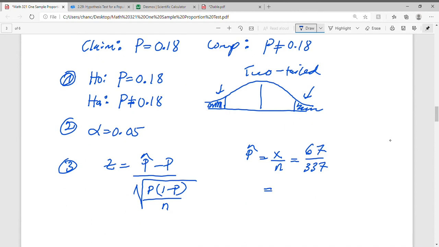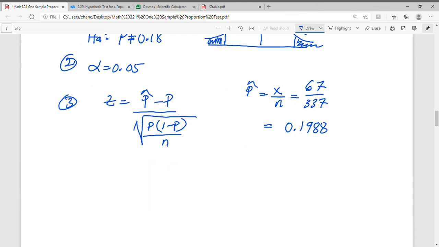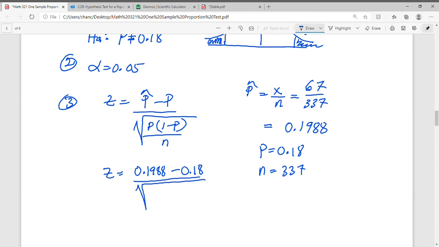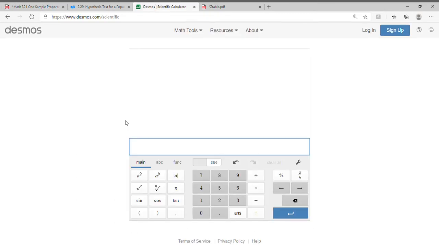P hat is approximately 0.1988. Let's plug in the values. We know that p hat is 0.1988. P is equal to 0.18. Our sample size is 337. And that's all we need. Let's plug it in. Z equals p hat, which is 0.1988 minus p, that's 0.18, divided by the square root of p, which is 0.18, times 1 minus 0.18, divided by 337.